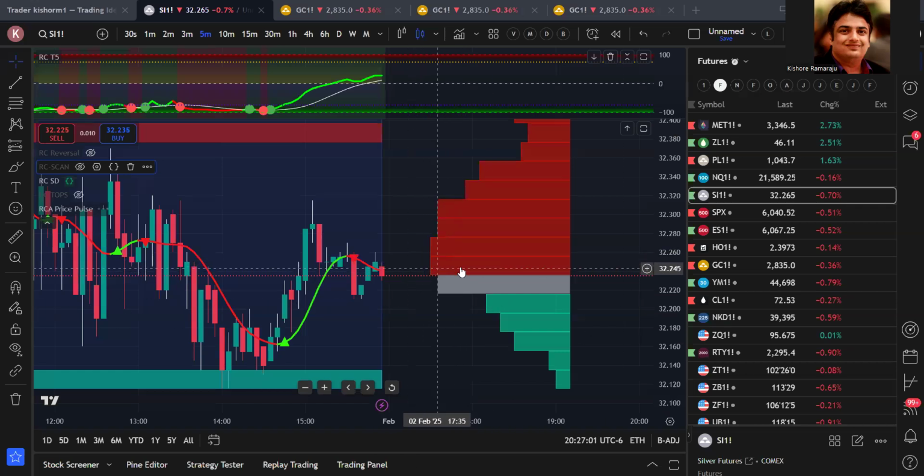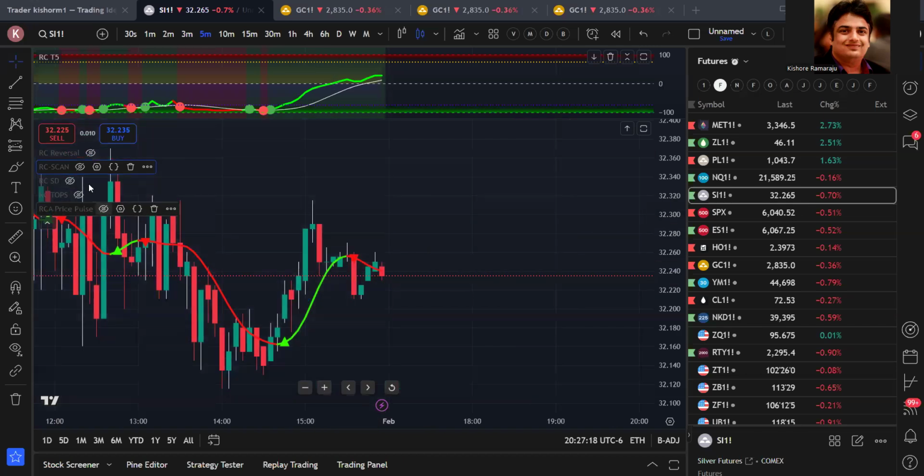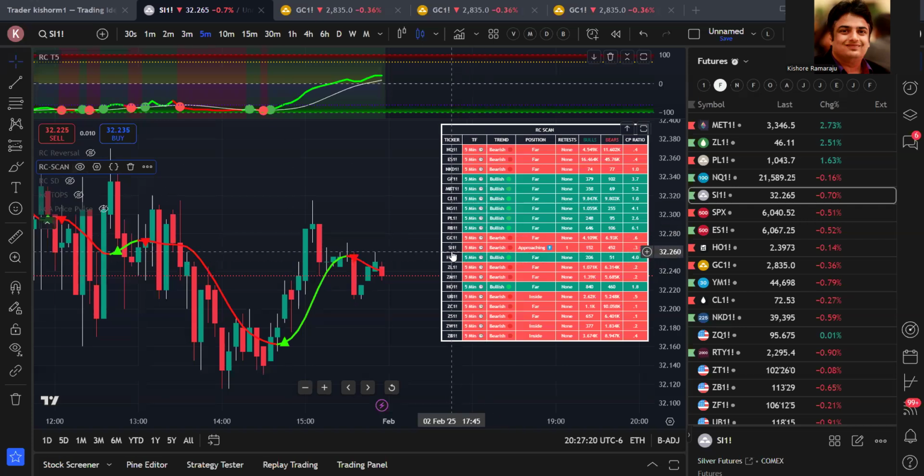So you can see there are a lot of sellers here. There are a lot of sell fair value gaps. That means it is telling that silver is at a place where there can be a lot of sellers. It can drop now. So it went up for some time. Then your indicator is telling you that silver is approaching a bearish order block. There are some sell orders coming. So be ready for a short.